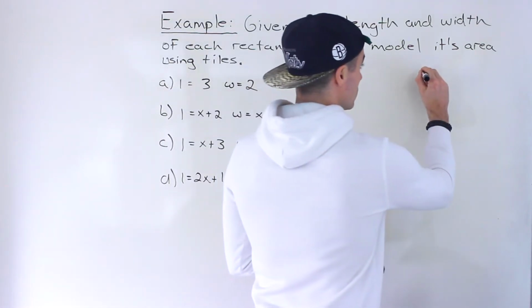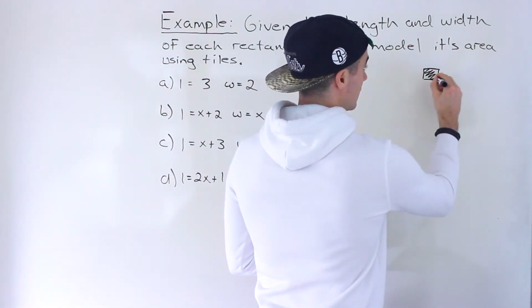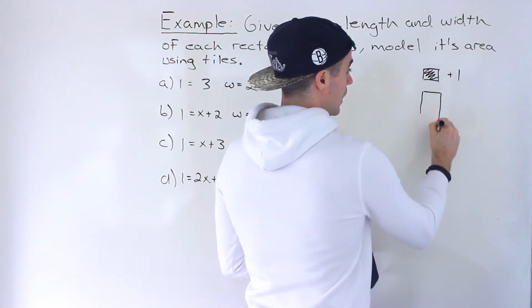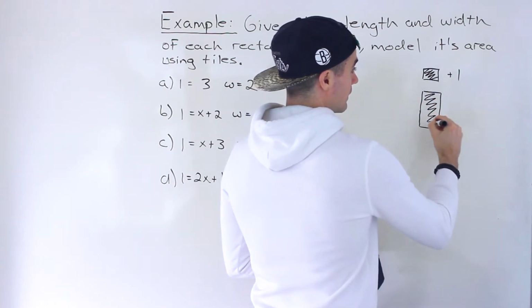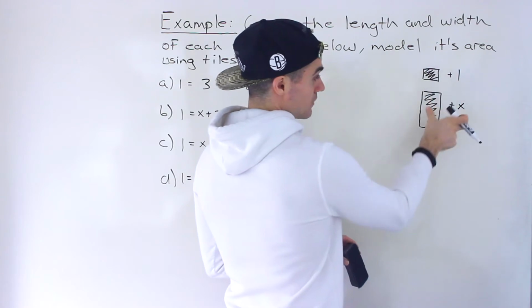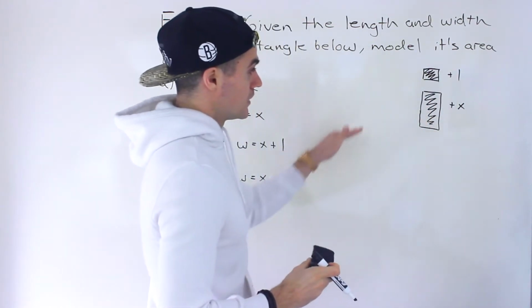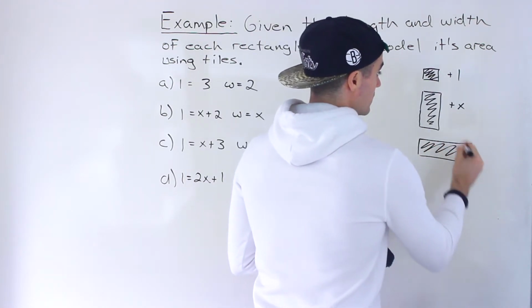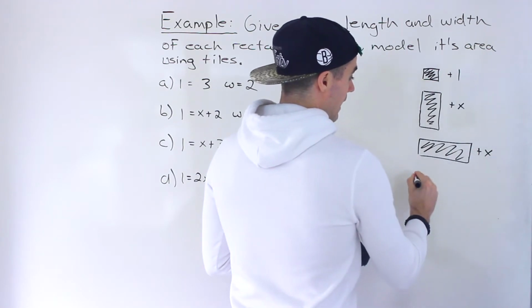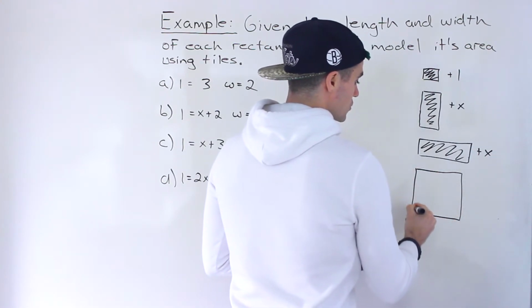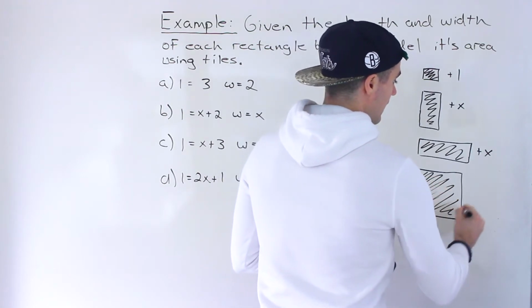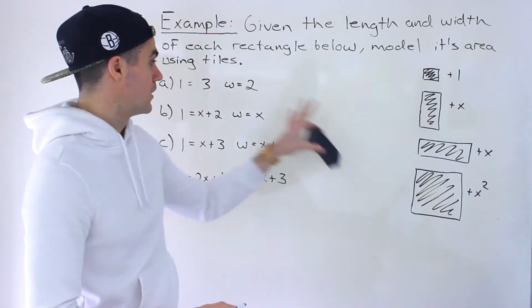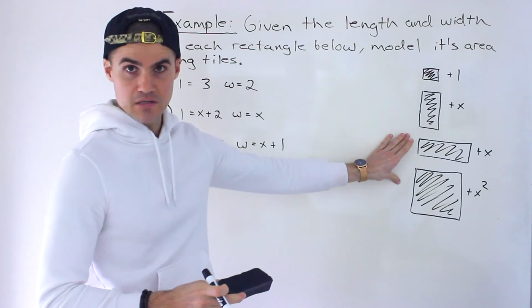So just as a review, if we have a small square like that, that represents +1. If we have a rectangle like that, that represents +x, and then this rectangle can also be horizontal, right? It could also take this shape like that. So both of these basically represent +x, and then we can have a large square like that, and that represents +x squared, right? So these shapes are going to be important when we are doing these questions, and we've gone through these in previous videos.